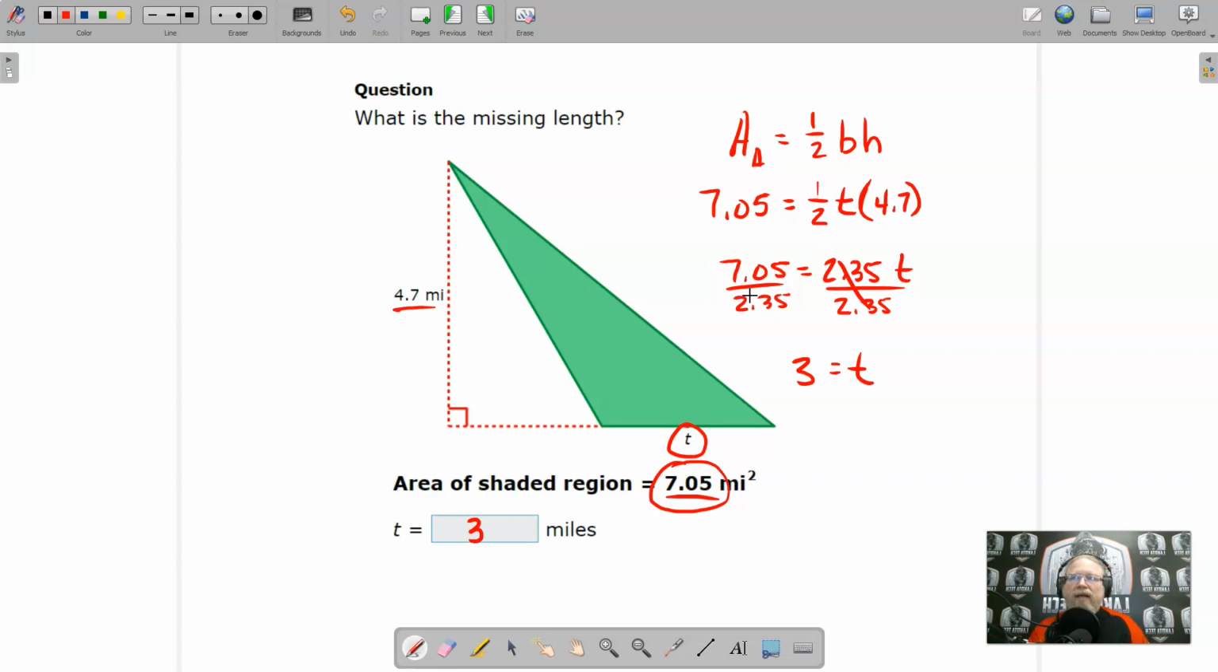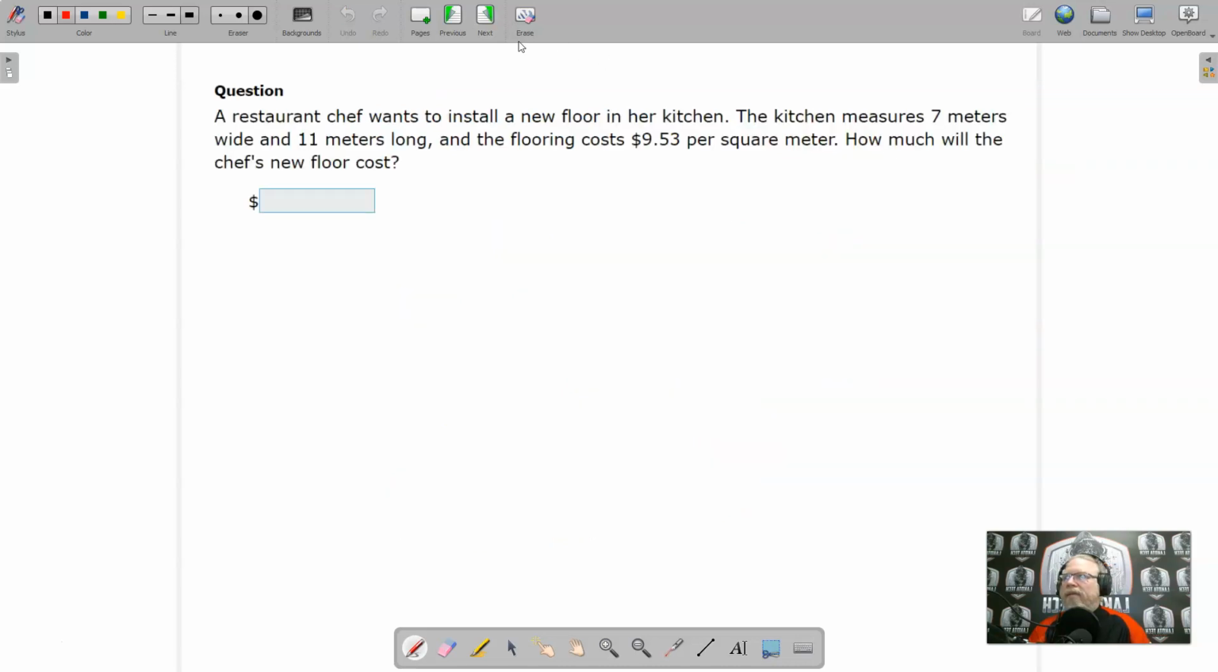So on ones like this where they give you the area, just plug it into the formula, and then through algebra go ahead and solve for the missing length.